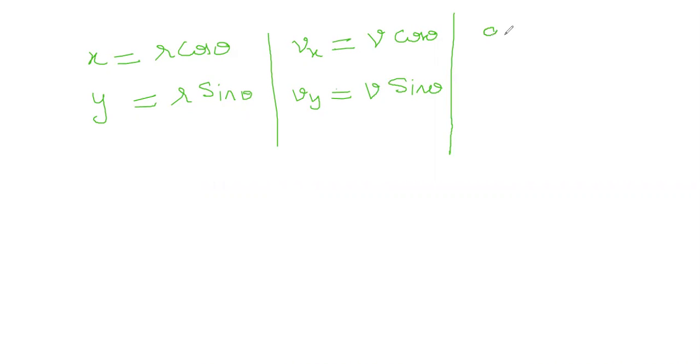Similarly, what would the acceleration components be? ax and ay, again the same way: a cos theta and a sin theta. These are the components of acceleration along the x-axis and y-axis. Is this understood by you? Yes, sir. So having known these, now we have to go ahead with addition of vectors and subtraction of vectors.